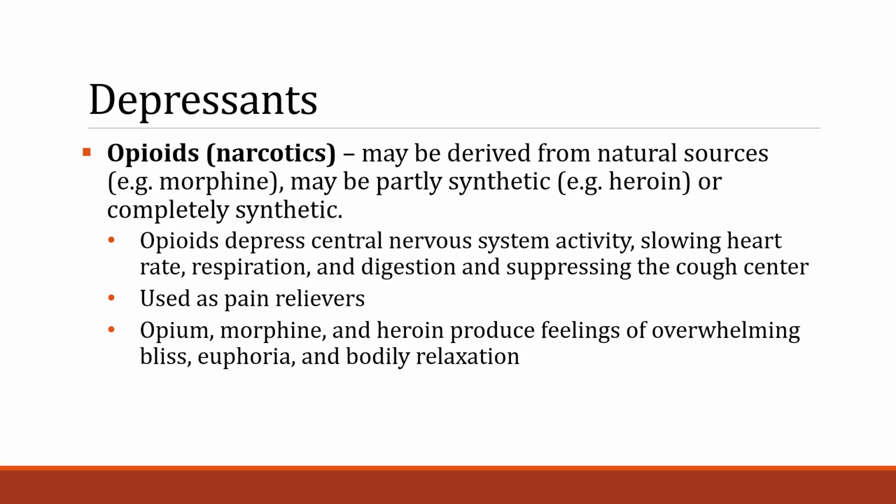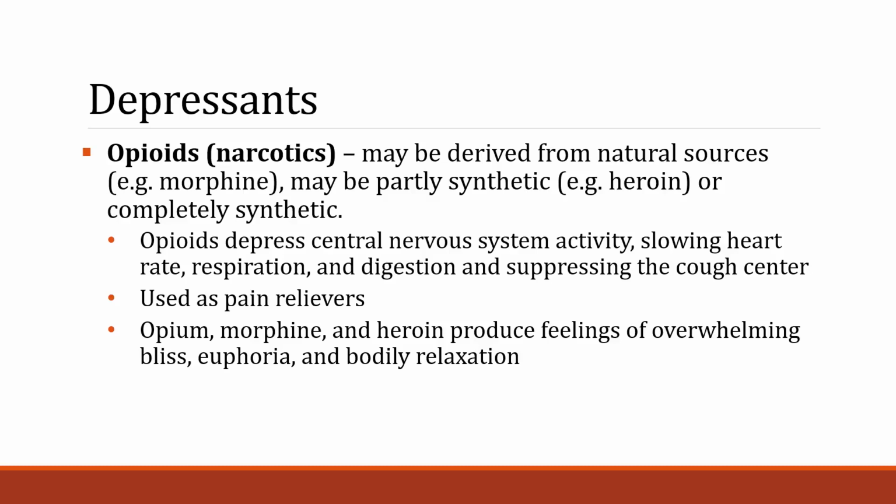Okay, now let's talk about opioids or narcotics. These can be derived from natural sources such as morphine, and some of them may be partly synthetic or lab made, such as heroin. Now, what they do is similar to other depressants. They basically slow down the nervous system, and their basic function is as pain relievers.